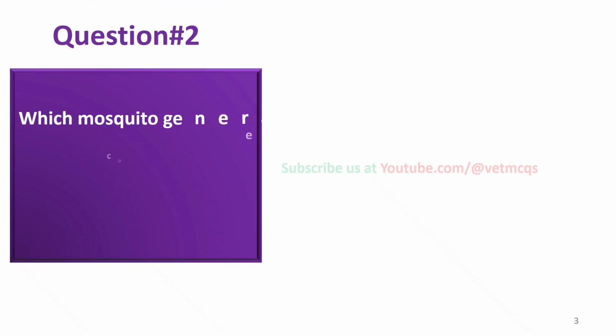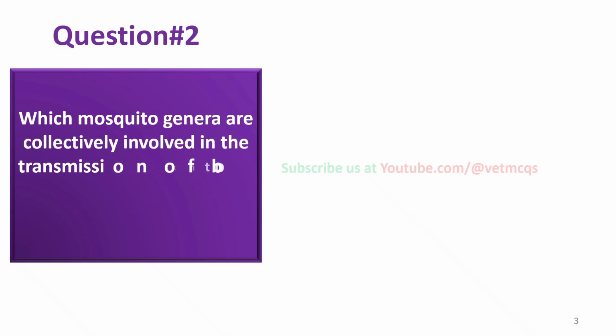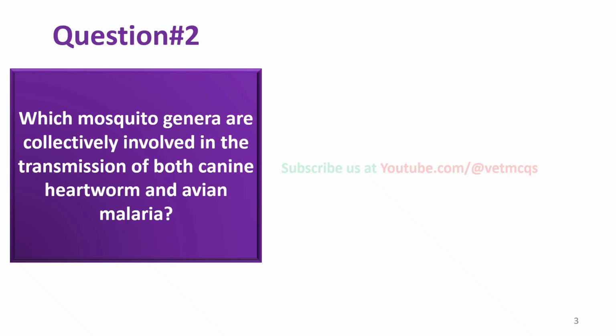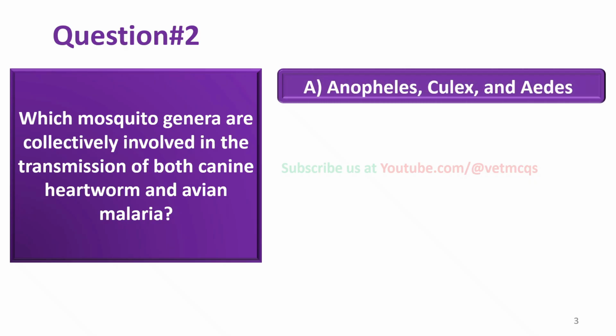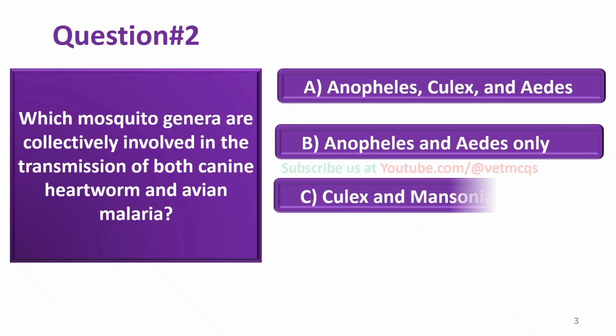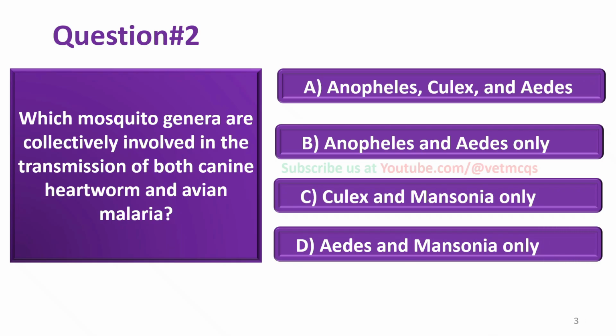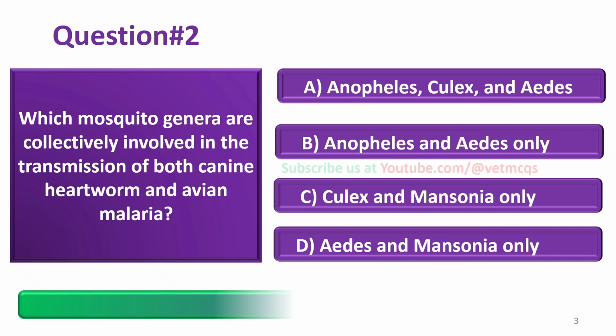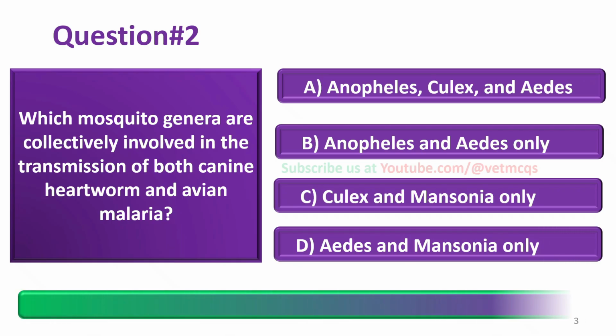Which mosquito genera are collectively involved in the transmission of both canine heartworm and avian malaria? Anopheles, Culex and Aedes. Anopheles and Aedes only. Culex and Mansonia only. Aedes and Mansonia only. And the correct answer is option A, that is Anopheles, Culex and Aedes.